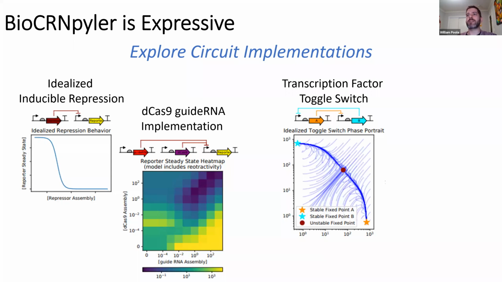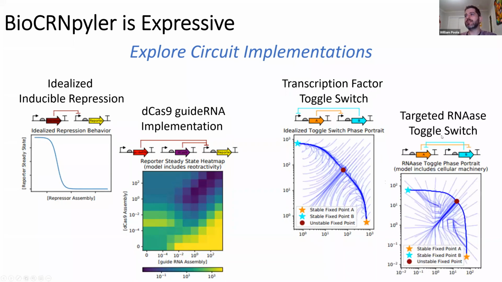Similarly, with the transcription factor toggle switch, I can take this sort of idealized model and I can ask, well, maybe I could build it in a different way. Instead of having transcription factors repressing each other, I can do it at an RNA level where these CDSs are coding for targeted RNases that degrade the other RNase. And this is a hypothetical model. No one's ever built this, but it looks like, at least according to these simulations, that you could have a bistable toggle switch at the RNA level.